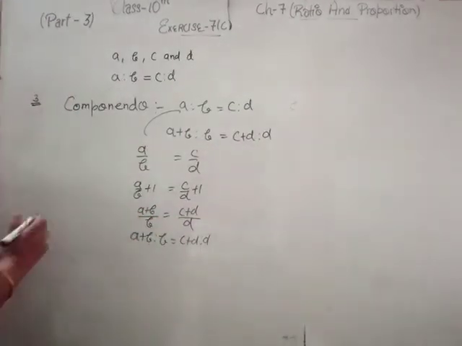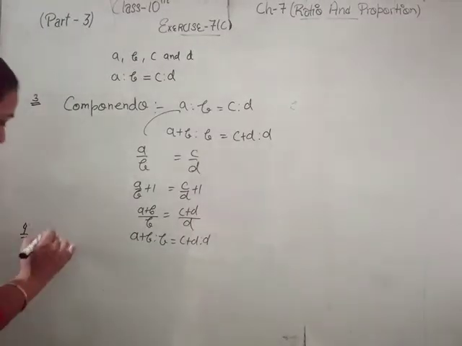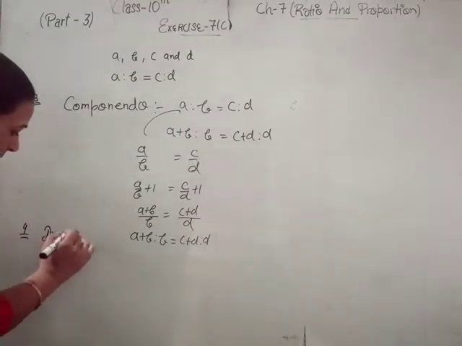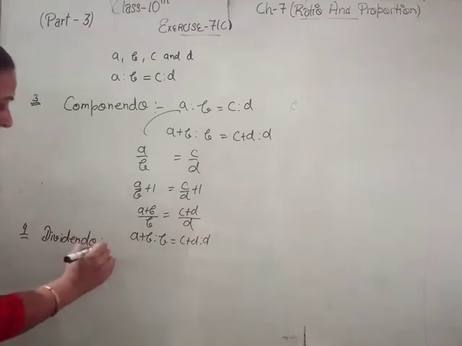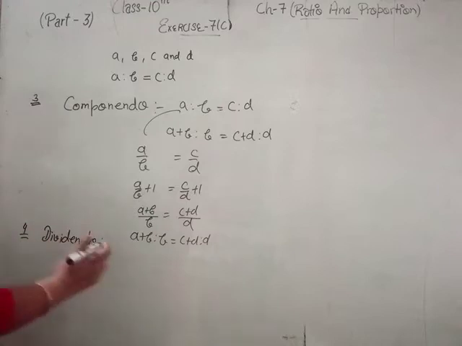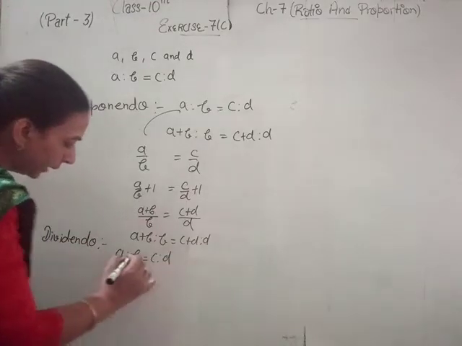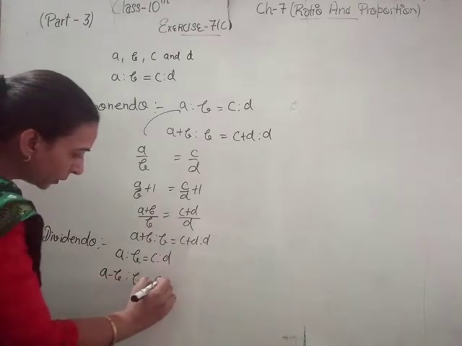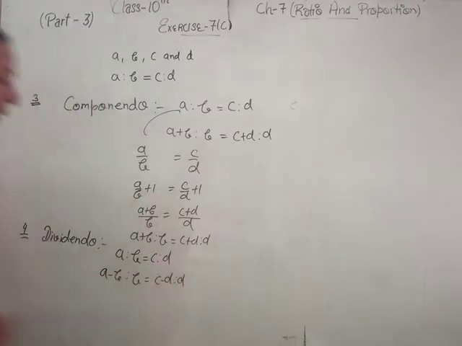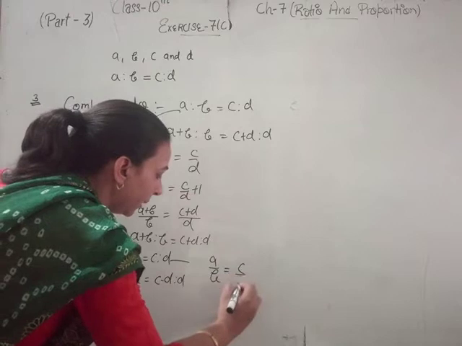Next, the fourth property after componendo is dividendo. According to this property, if A ratio B equal to C ratio D, then we write A minus B ratio B equal to C minus D ratio D. Okay students, this is dividendo.